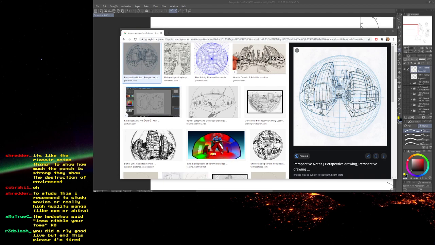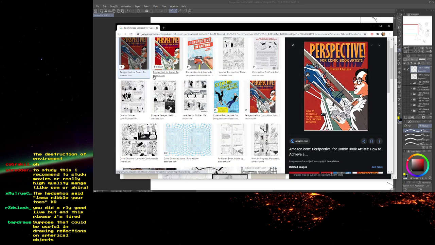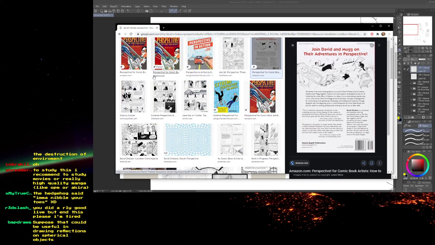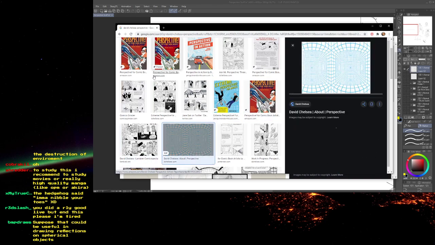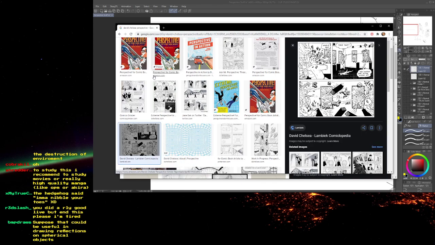See here, there is a book from the guy who made the perspective for comic, David Chelsea. David Chelsea made a comic book about perspective for comic book artists. He's got a couple other books that are out on it, including Extreme Perspective for Artists. That goes more into grids and shows some grid templates and how to use them and much more warpy fisheye stuff.